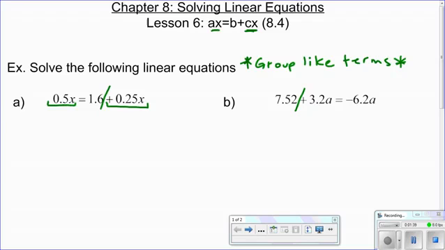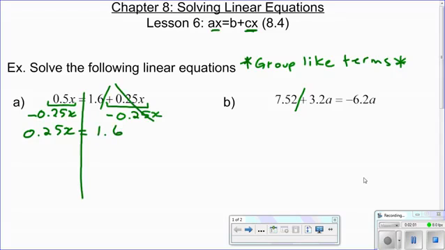That's just sort of my preference. So in order to do that, I'm going to move the 0.25x to the other side of the equation. The way we do that is by canceling it out. So it's going to cancel it on that side, on the right side. Whatever we do to one side of the equation, we do the same to the other. So we get left with 0.25x equals 1.6. Those cancel out.